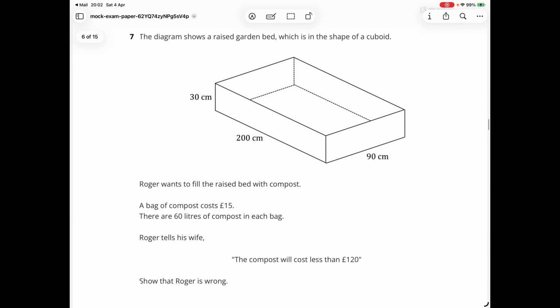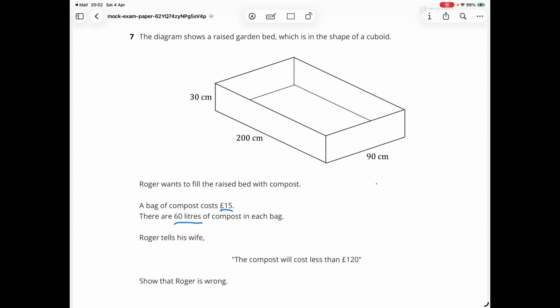This diagram shows a raised garden bed, which is the shape of a cuboid. Roger wants to fill the raised bed with compost. A bag of compost costs £15. There are 60 litres in a compost bag. Roger tells his wife the compost will cost less than £120. Show that Roger is wrong.